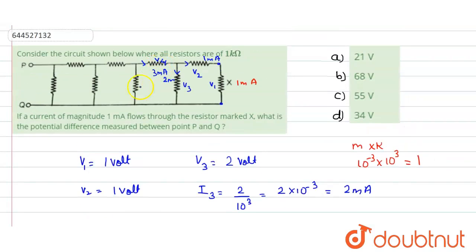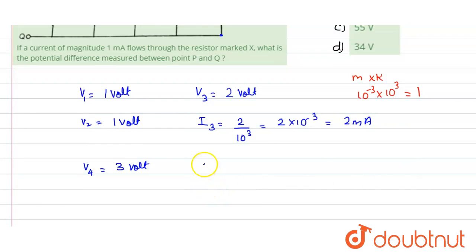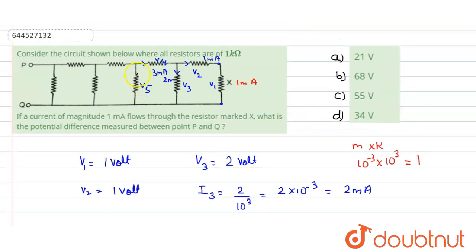This is our V4. So what would be the potential difference here? That means V5. If we apply the KVL into this loop, we can say that V5 would be the sum of potential difference for this part and this part. Here it is 3 and here it is 2. So V5 would be equal to 3 plus 2, that means 5 volt.